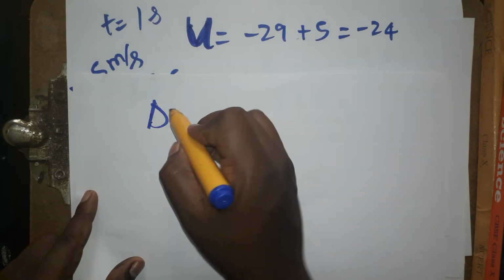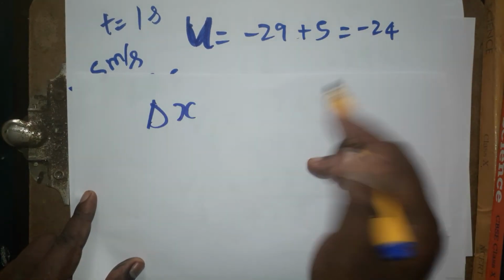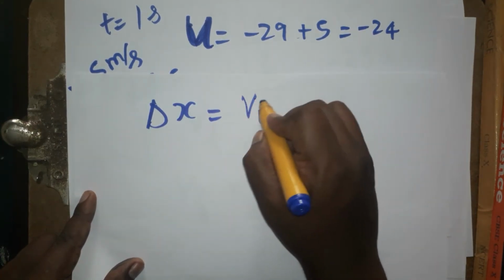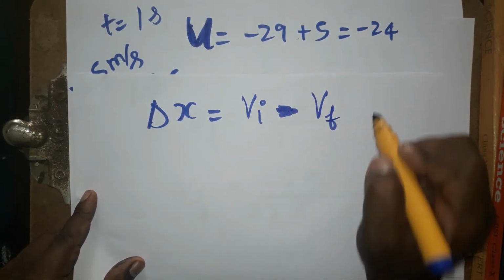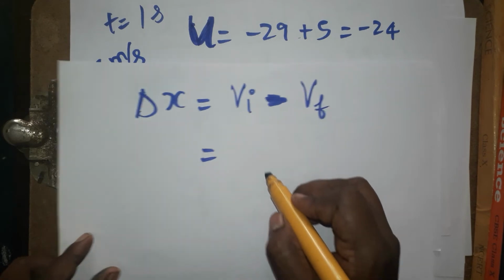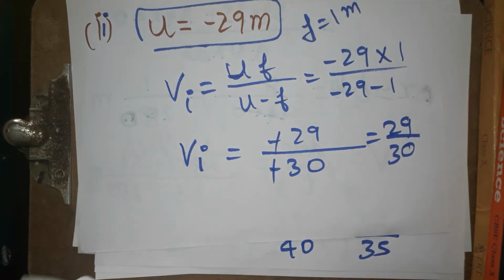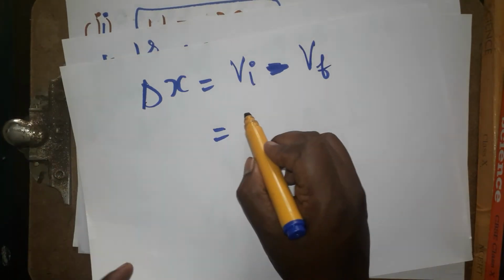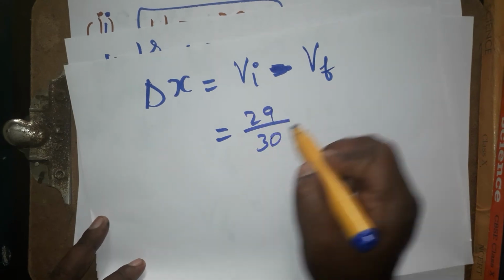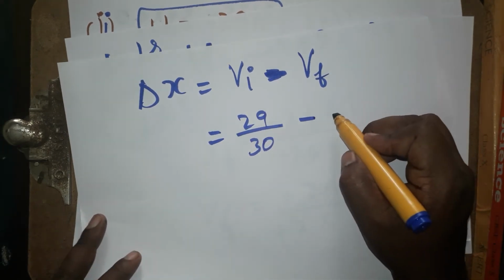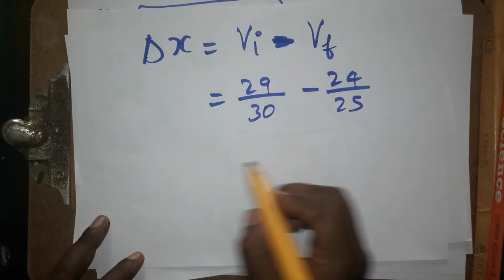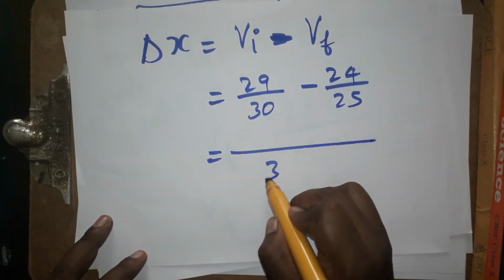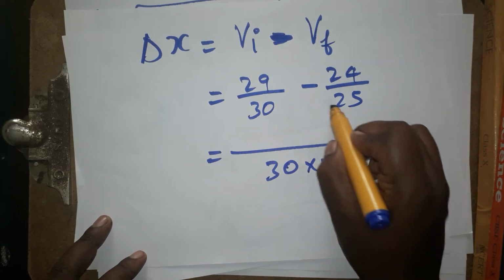Now the changing distance, how much is shifting for 1 second. It is the initial image position minus the final image position. The image position initially, as we calculated, is 29 by 30. So 29 divided by 30 minus the final image position, 24 divided by 25. Now we should take the LCM. So 30 into 25. So here we will get like this.